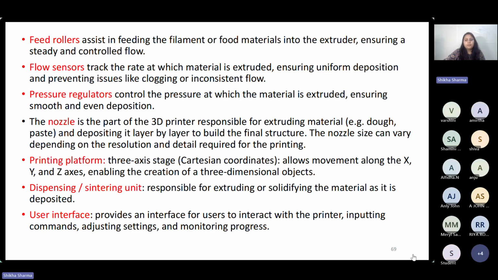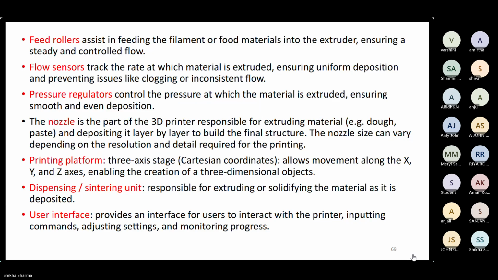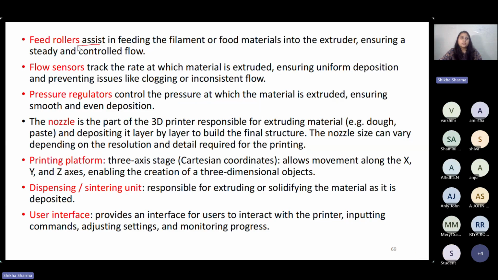Then we have feed rollers. They assist in feeding the filament or the food material into the extruder, ensuring a steady and controlled flow. Then flow sensors are there, which track the rate at which the material is extruded, ensuring uniform deposition and preventing issues like clogging or inconsistent flow. Pressure regulators are there to control the pressure at which the material is extruded, ensuring smooth and even deposition.